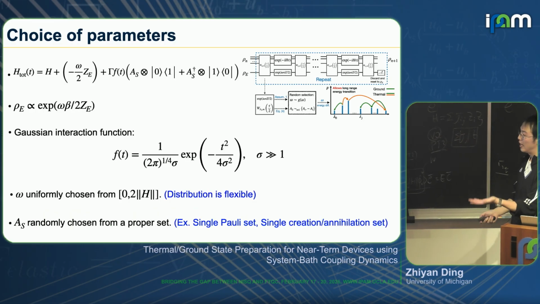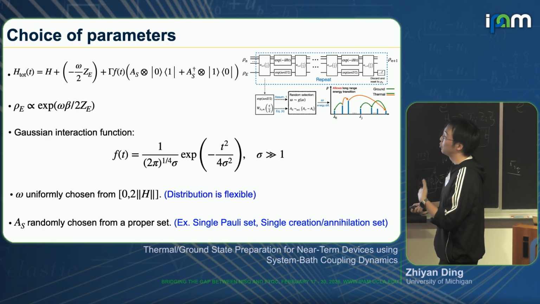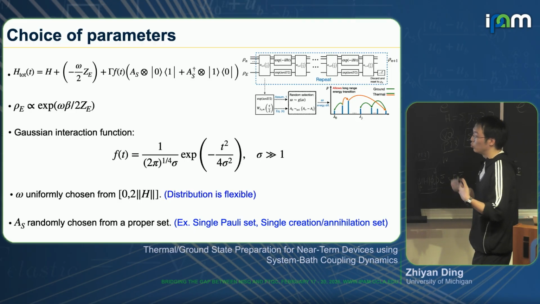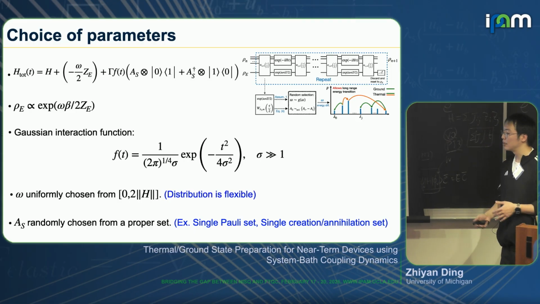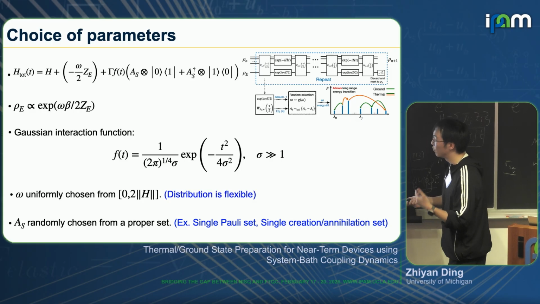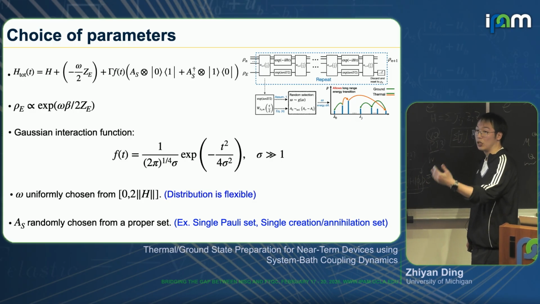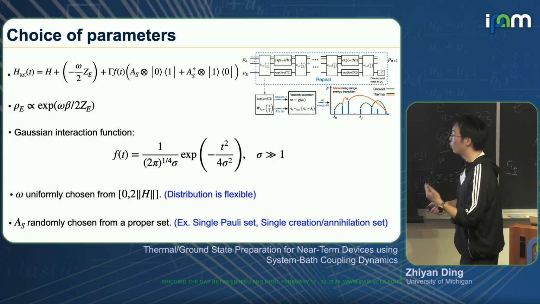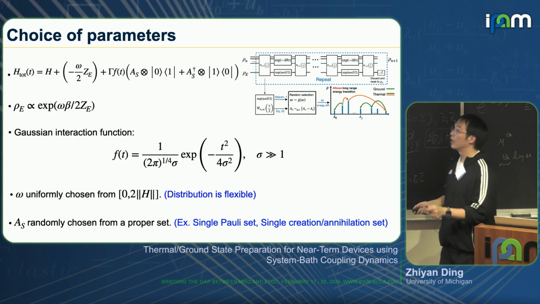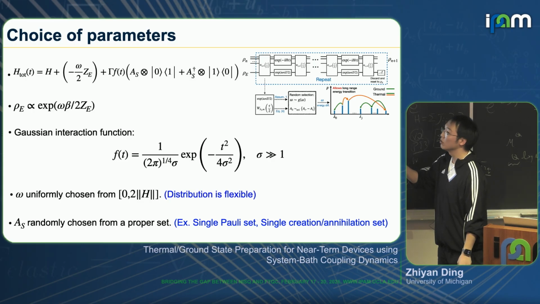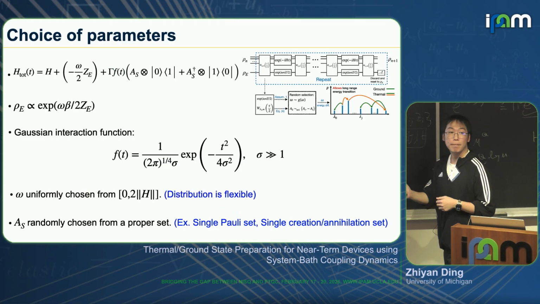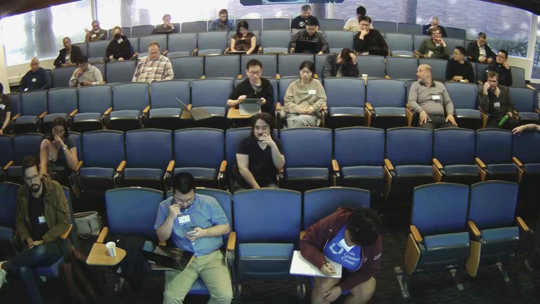Then in my algorithms, I also need to choose the coupling operator A, and in practice, we will also choose it randomly. A specific example: if you want to cool down some spin system, then you can choose A randomly from a single Pauli set. If you are in a fermionic system, then you can choose A from the single creation and annihilation operator set. But the key is that all of these A are local operators, to make sure that these operators are local.